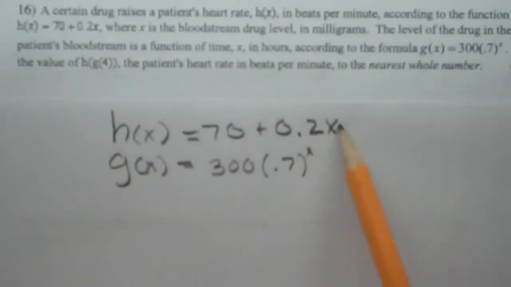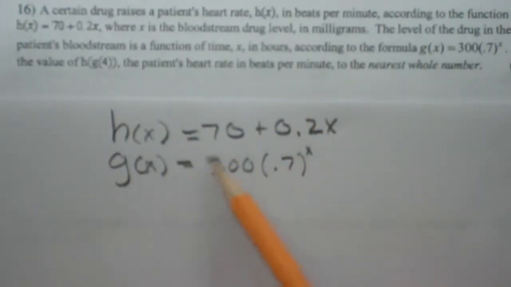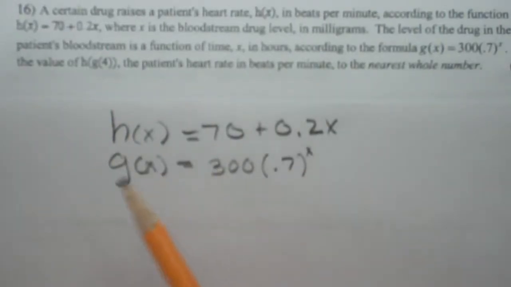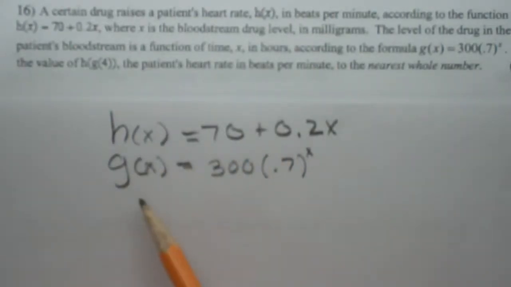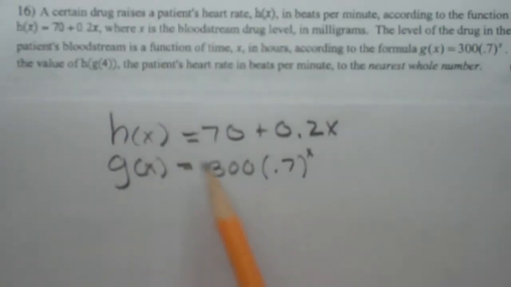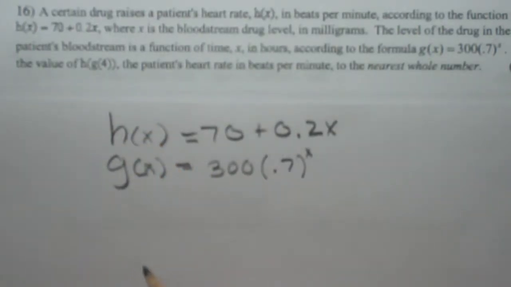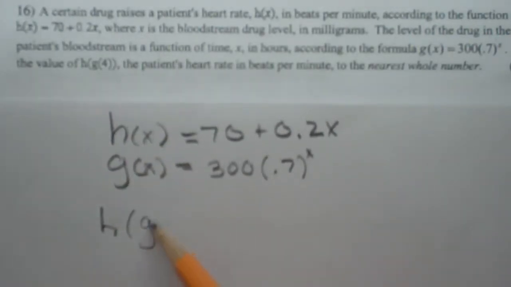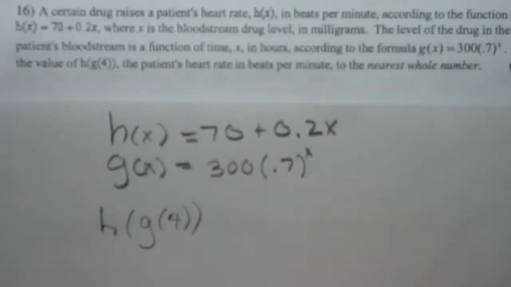H is a linear function. That's because if you graph h, you'll see that it's a line. That's what makes it a linear function. G of x is not a linear function. It's actually an exponential function. How can you tell that g of x is an exponential function? Well, a good indicator is that this variable is in the exponent. So we have a linear function and this exponential function, and we want to find what is h of g of 4. This is not too difficult.